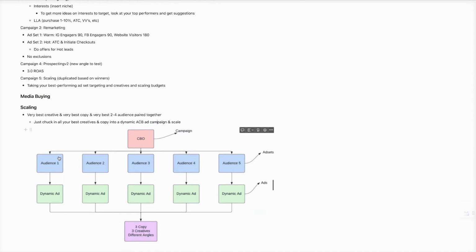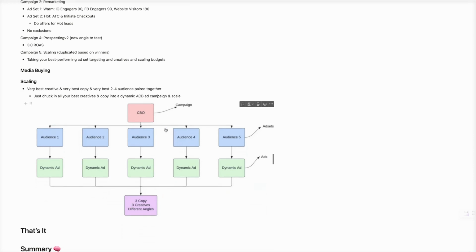So it would look like this: CBO, have your top 5 audiences. Let's say you're in a dynamic creative with your top creatives and your top copywriting and headlines. And then you're essentially launching that and scaling this, and scale the budget. And it's literally that simple.